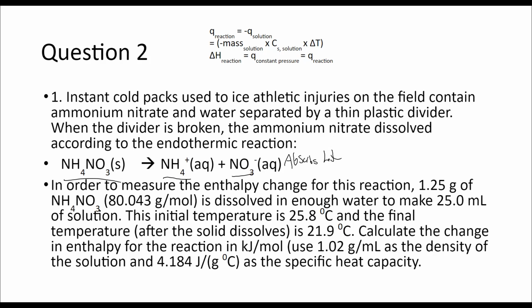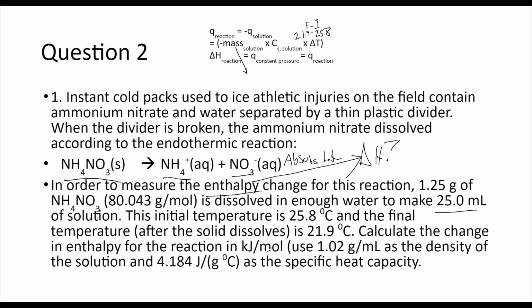So I want to know, what is delta H? Remember, delta H is enthalpy. What is delta H for this reaction when 1.25 grams of NH4NO3, ammonium nitrate, is dissolved in enough water to make 25 milliliters of solution? Let's look at our equation here. Mass of solution, I don't have that yet. C of solution, I don't have that yet. Delta T, I can start filling in. Remember, it's final minus initial. My initial is 25.8. The final is 21.9. So delta T is right there.